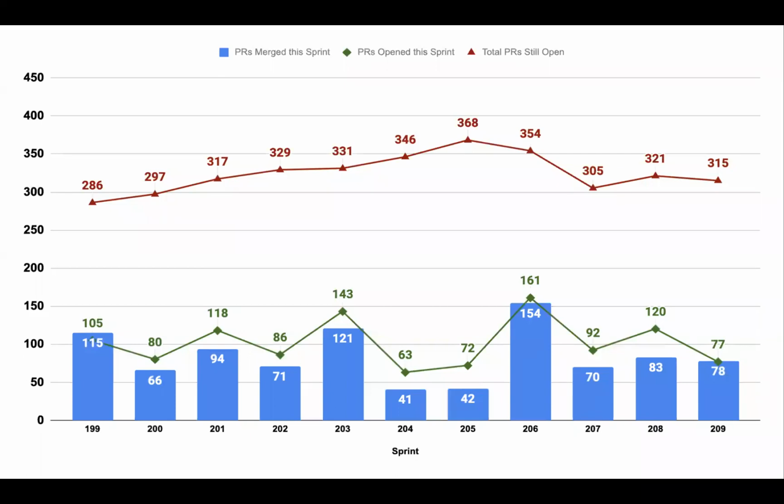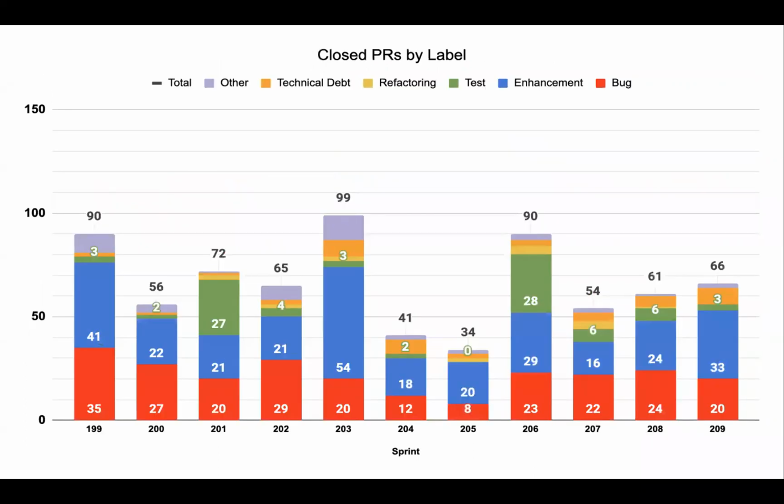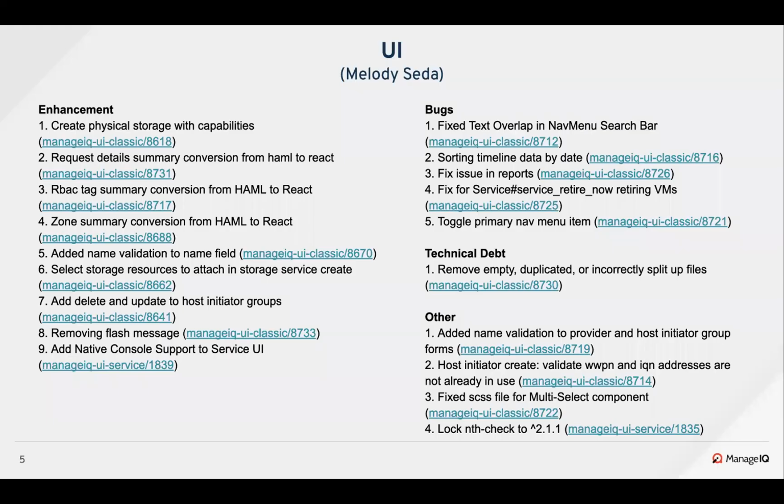This was a typical sprint with 78 PRs merged and 77 PRs still open. And a lot of enhancements coming in and bugs, but pretty typical. And over to Melody.